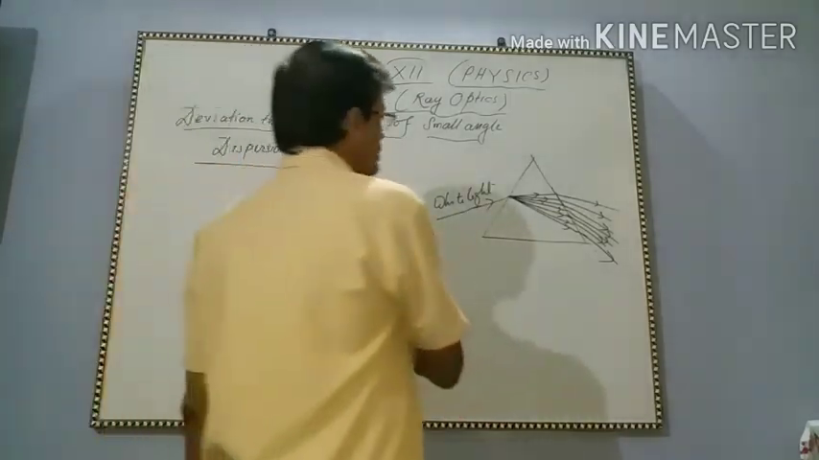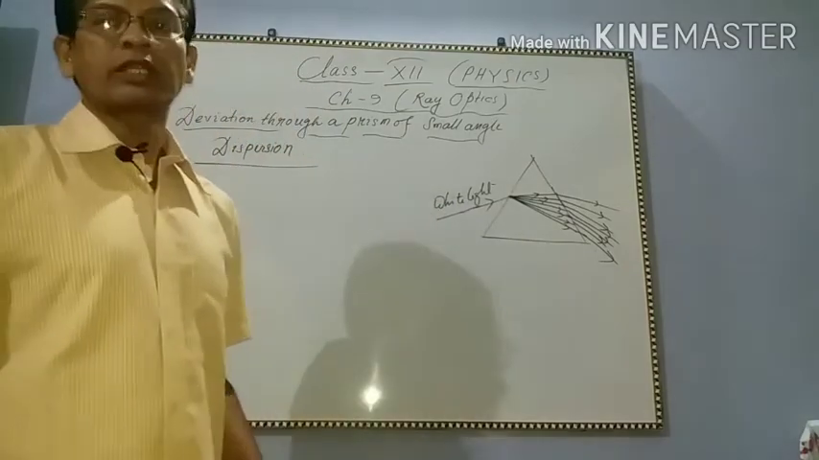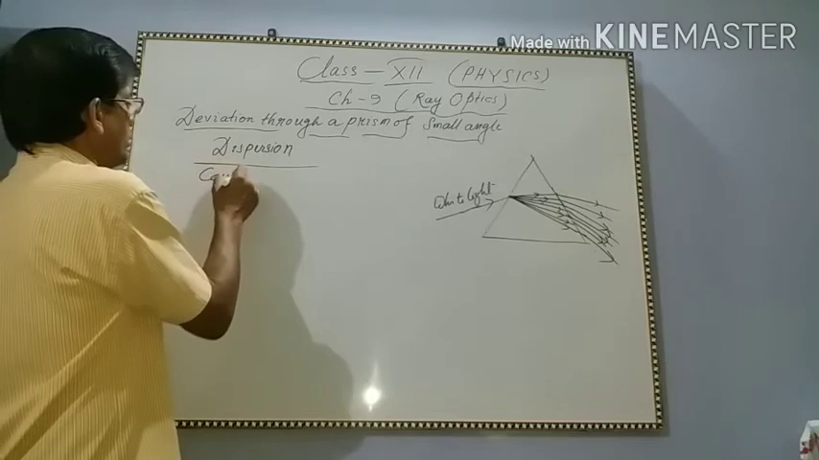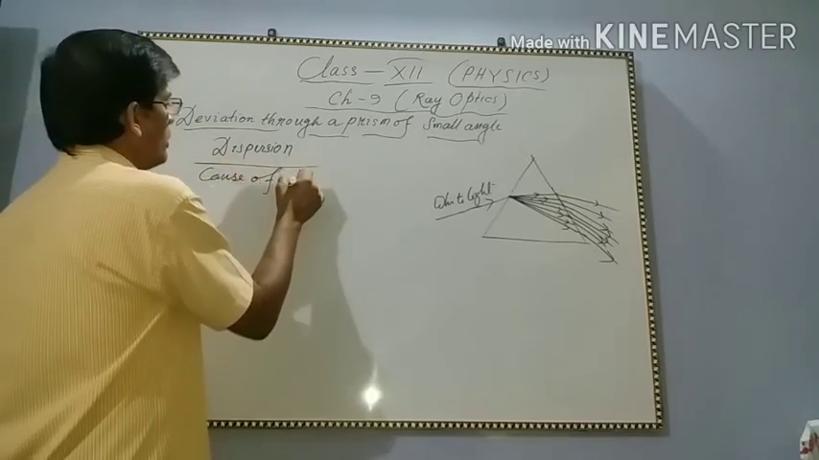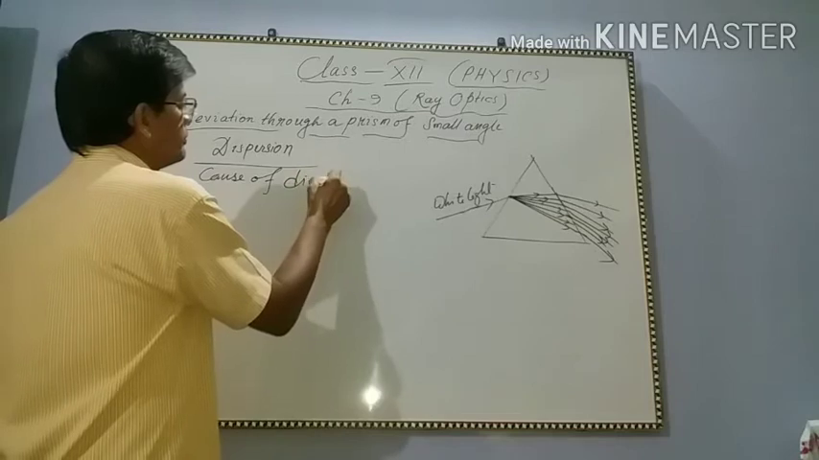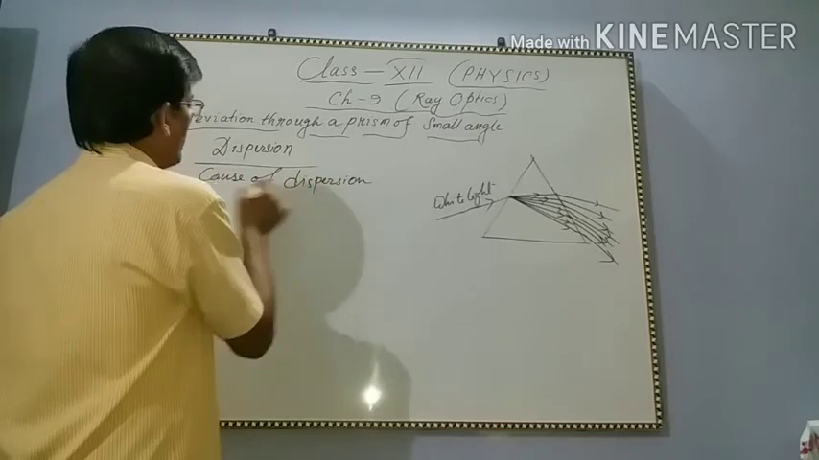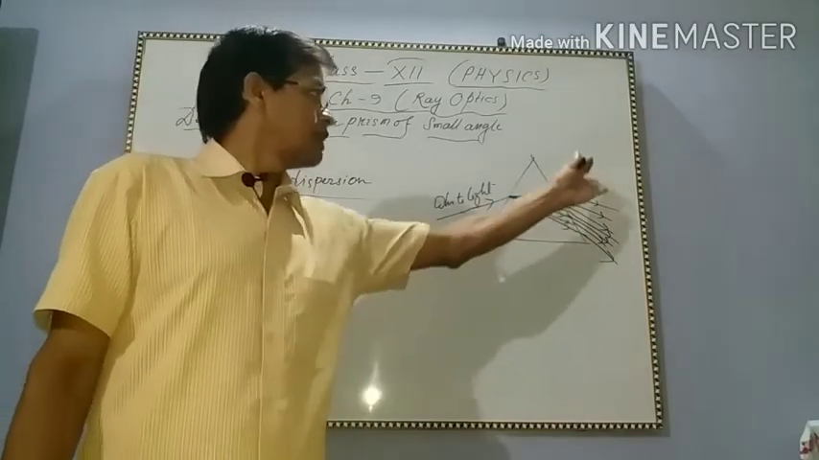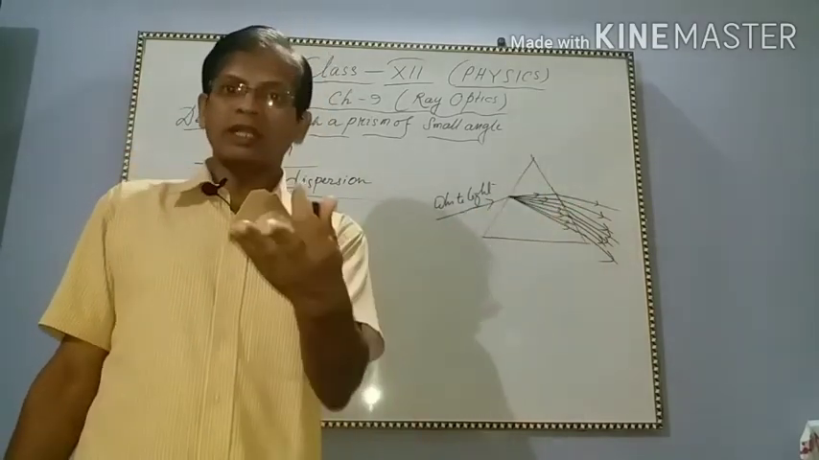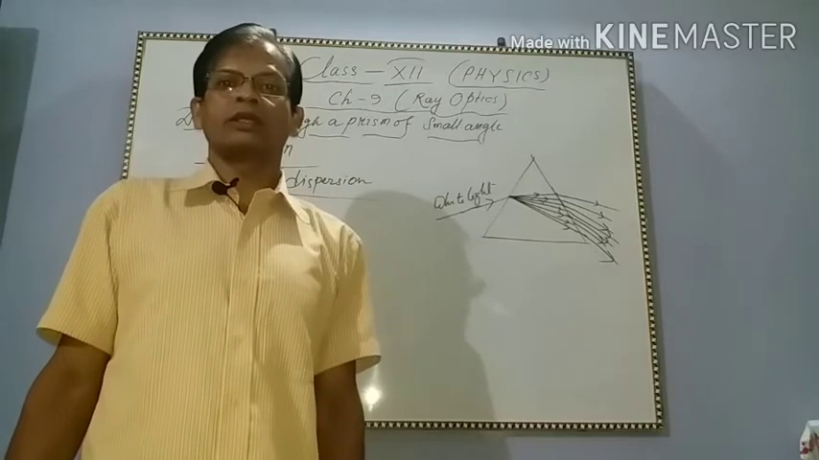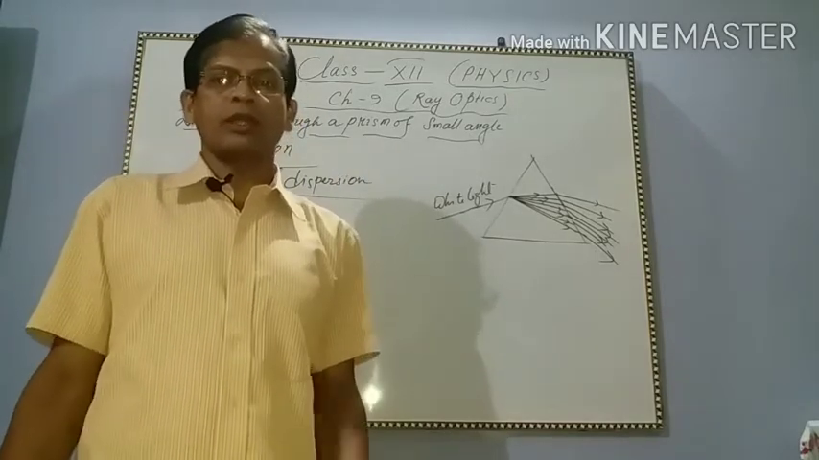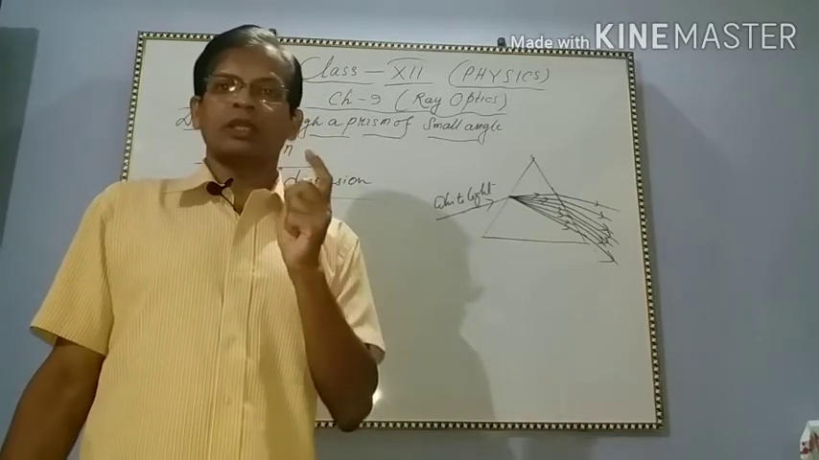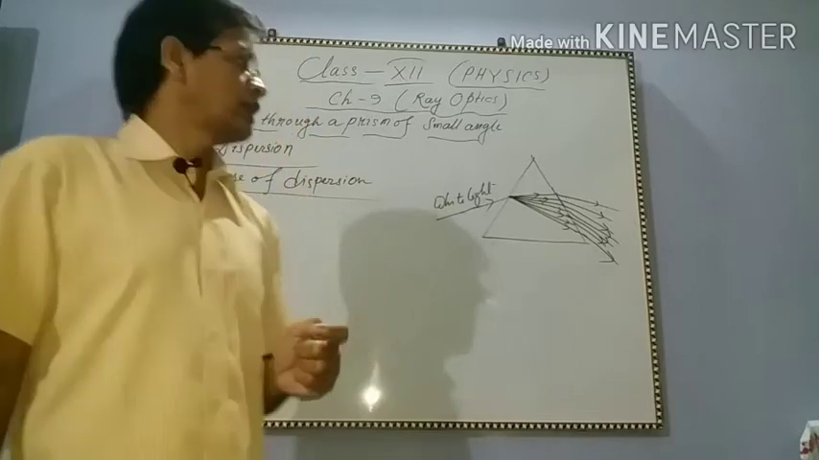Now the question is, why does dispersion take place? What is the cause of dispersion? Why does the light split up into 7 colors? The color depends upon wavelength. Each color has a particular wavelength.